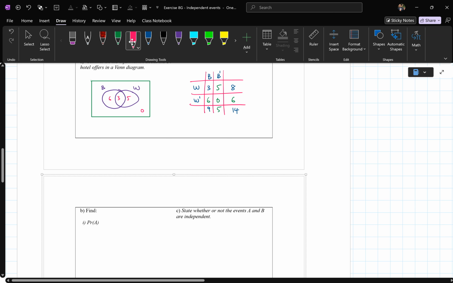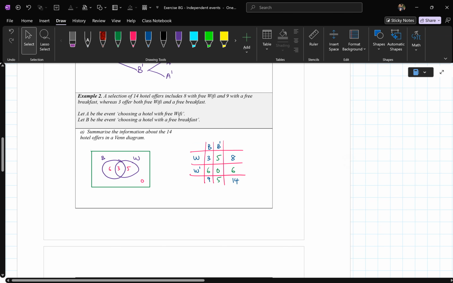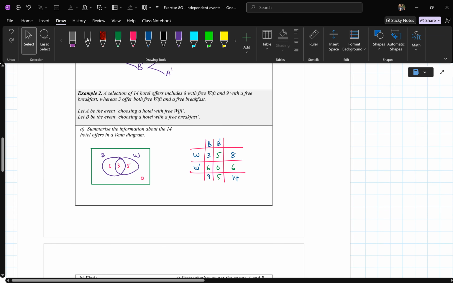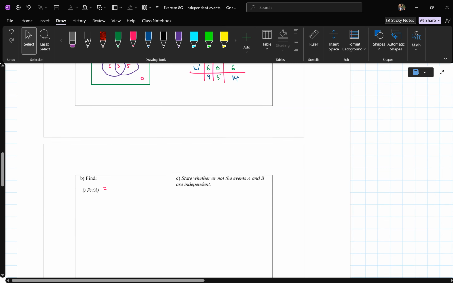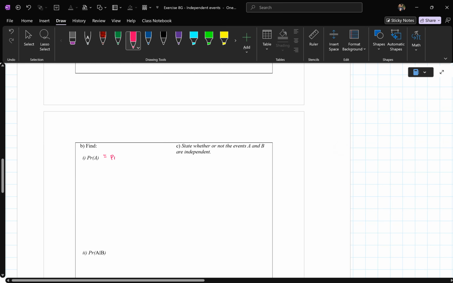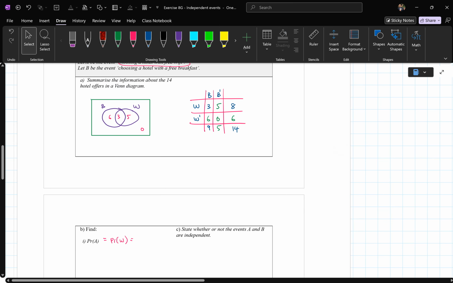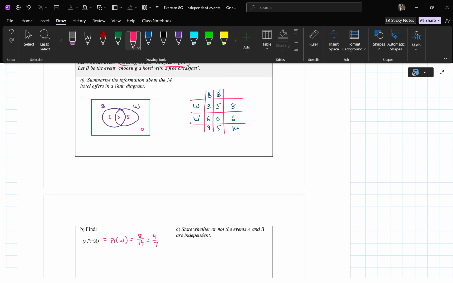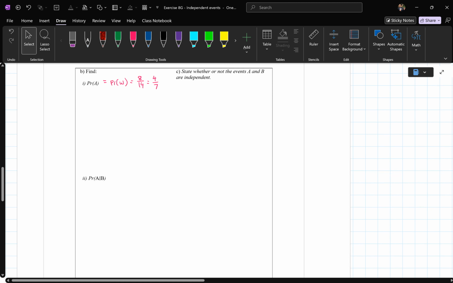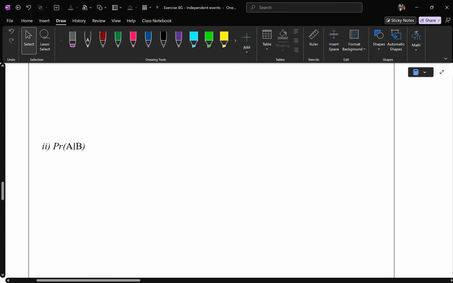So now the first question is, what's the chances of picking someone is A? What's A represent? I'll let A be the event choosing a hotel with free Wi-Fi. So essentially it's asking probability of Wi-Fi. So how many hotels have Wi-Fi? It's 8 hotels out of 14. And that's 4 over 7. So chances 4 over 7. That's pretty straightforward.